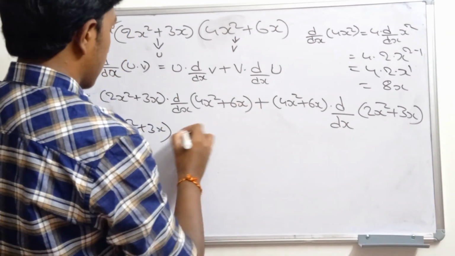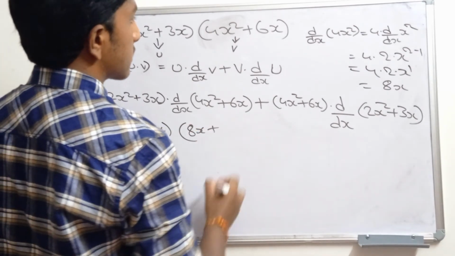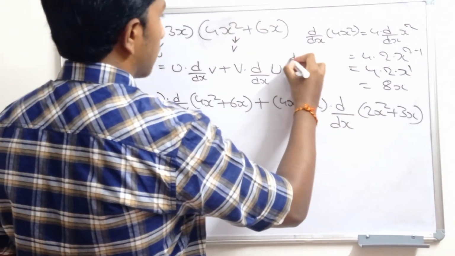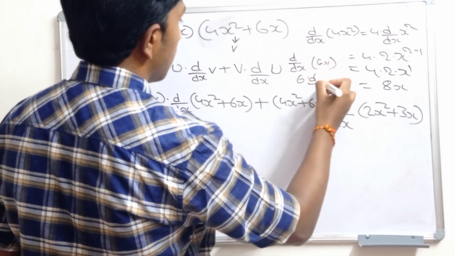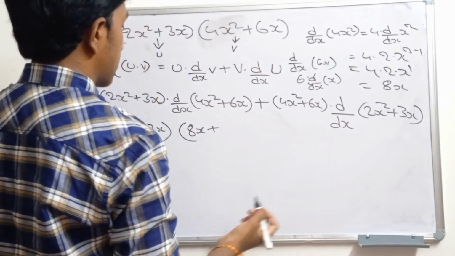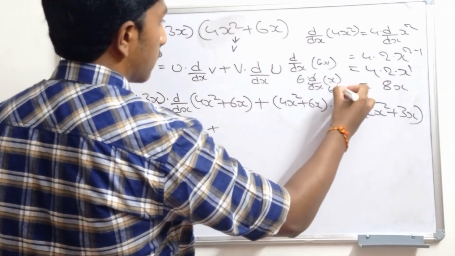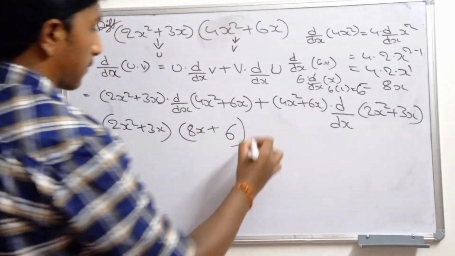Yes. Here you will be getting 8x plus, in the place of 6x, when you differentiate d by dx of 6x, you will be writing the 6 outside. d by dx of x means 1. So 6 into 1 is equal to 6. So d by dx of 2x square plus 3x gives 8x plus 6.